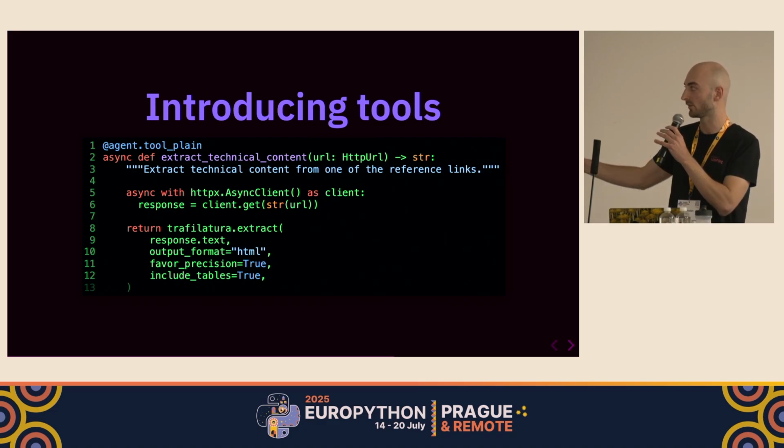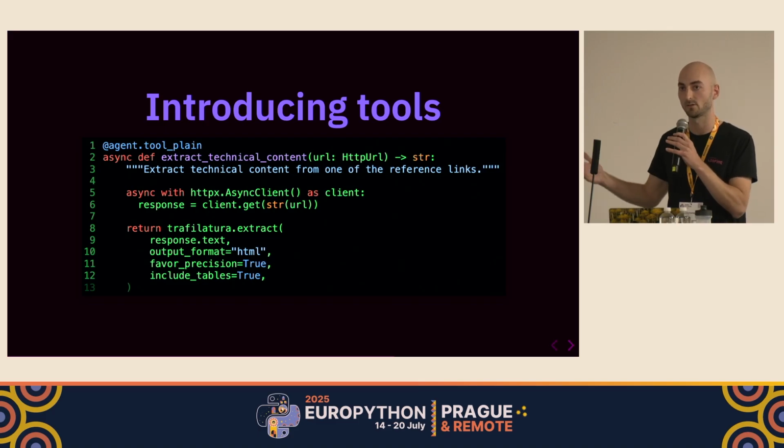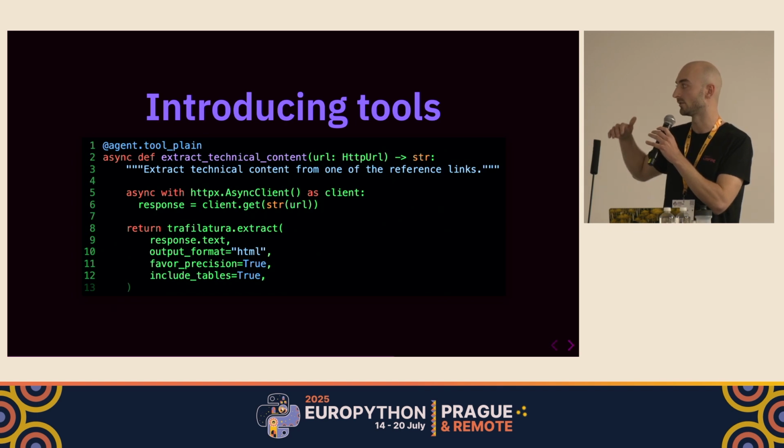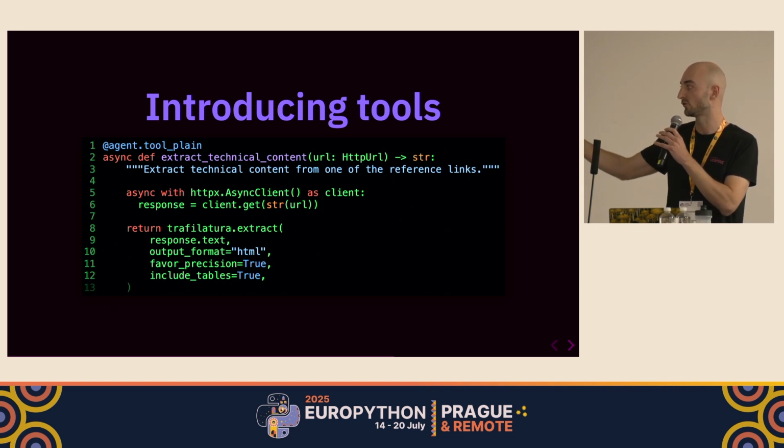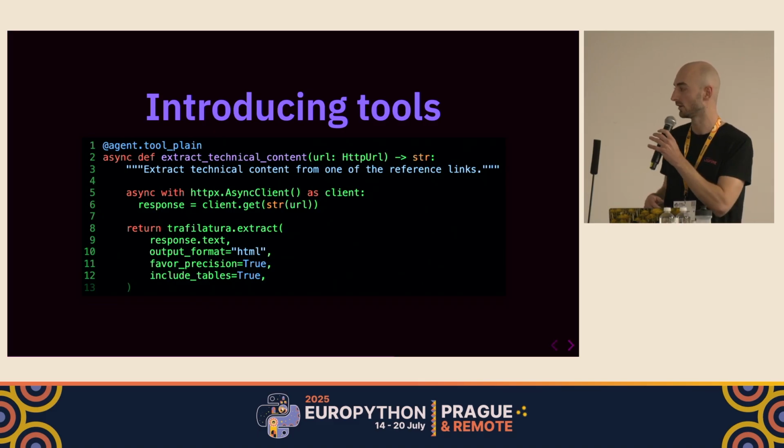And in our case, I talked a bit about reference links that the agent may query to write the blog post. We can actually use an HTTP client and make the requests, and we use the Trafilatura library, which can extract the content as HTML in a better formatted way for the LLM, basically.